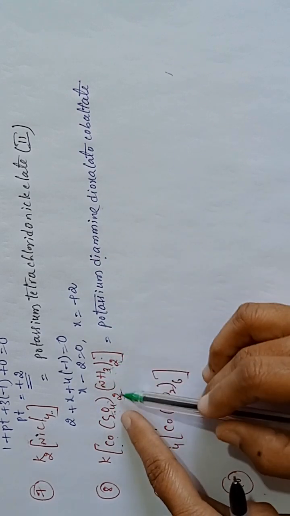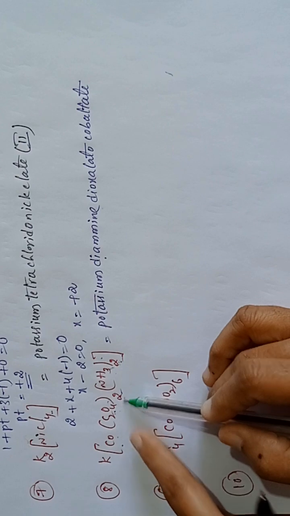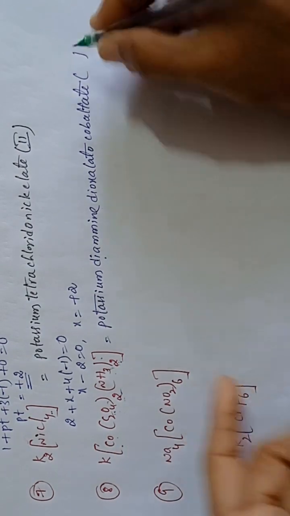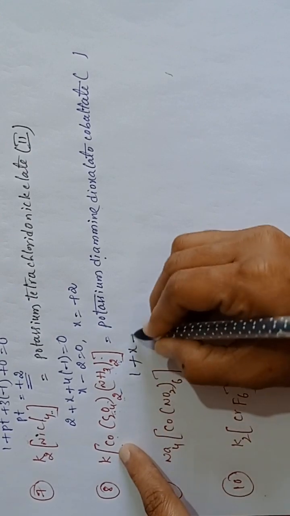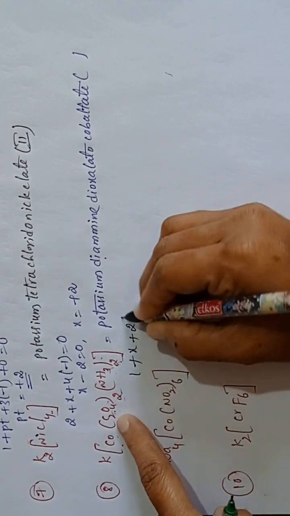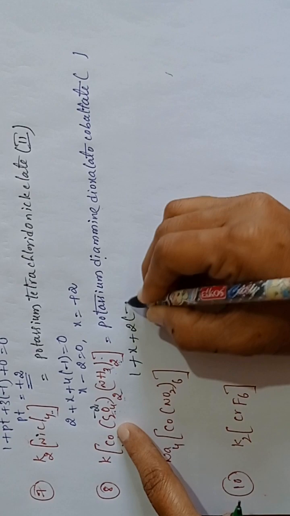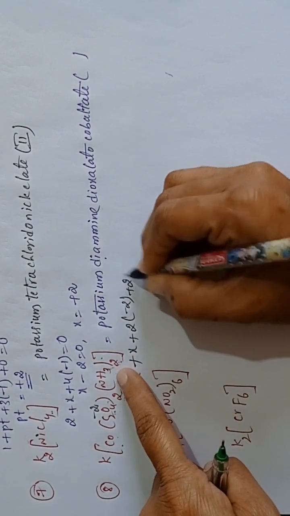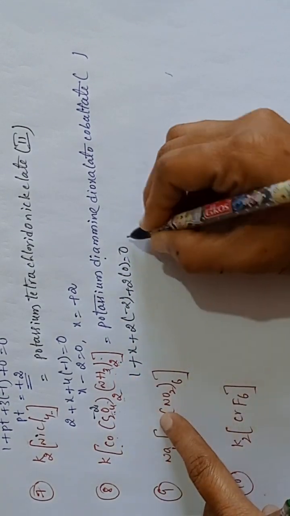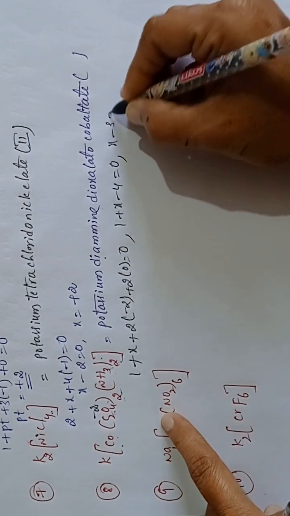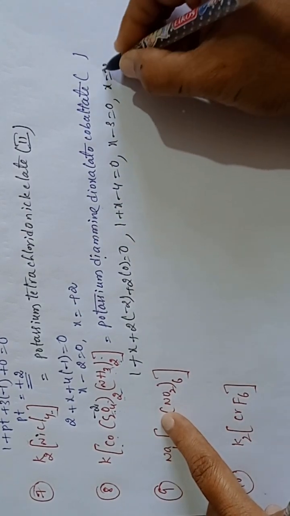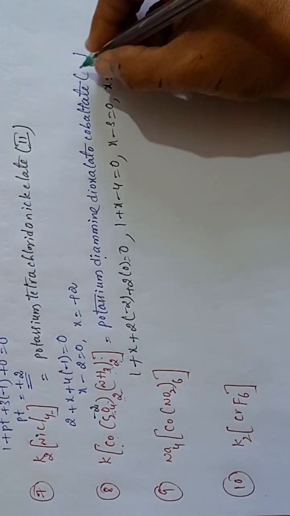Clear? First we are writing the number of ligands, then the name of the ligand, amine. Alphabetical order, 2 are there, no? First we write this, next this one. Next, cobaltate. What is the oxidation number? Potassium 1, cobalt x, 2 oxalate ions, 2 into oxalate ion minus 2, ammonia is a neutral ligand, 2 into 0, 0. Then what will we get? 1 plus x minus 4 plus 0, x minus 3 equals 0, x is equal to plus 3. So the oxidation number is plus 3.